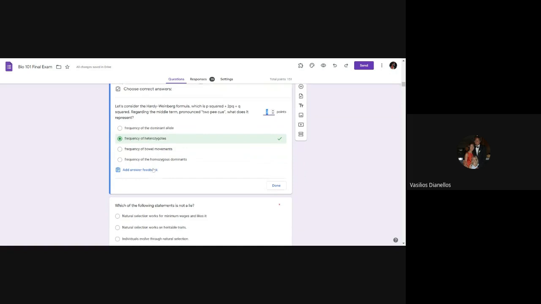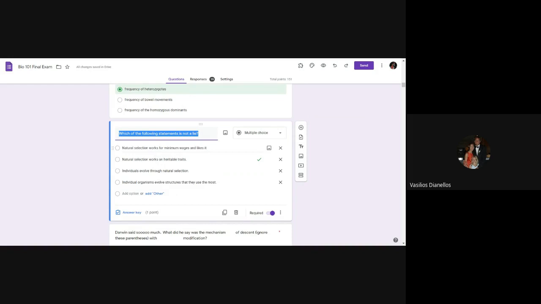Moving forward, which of the following is not a lie? So in other words, which of the following statements is true? Natural selection works for minimum wage and likes it. What? No, that's just some garbage I threw in there. And unfortunately, somebody picked that. You should be familiar with how I write exams by now. Sometimes I just throw out some garbage. Natural selection works on heritable traits. That is the correct answer. If it's not inheritable, natural selection doesn't work on it. It has to be something that you can inherit.